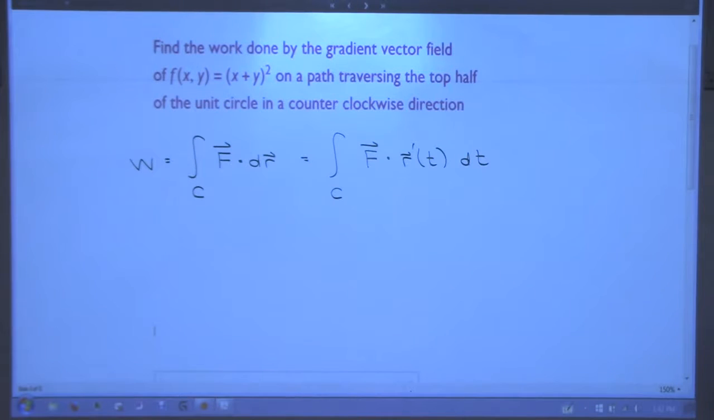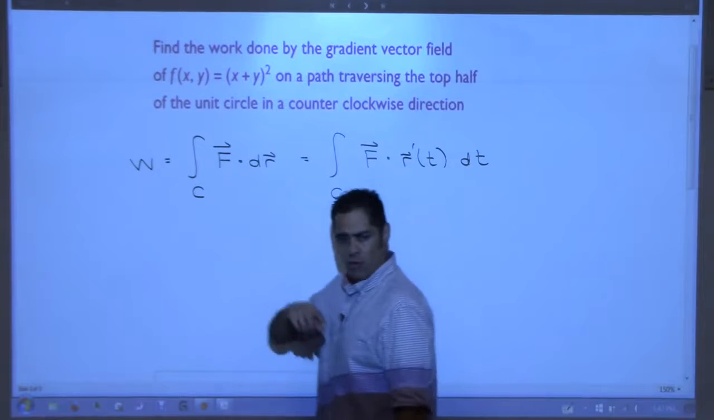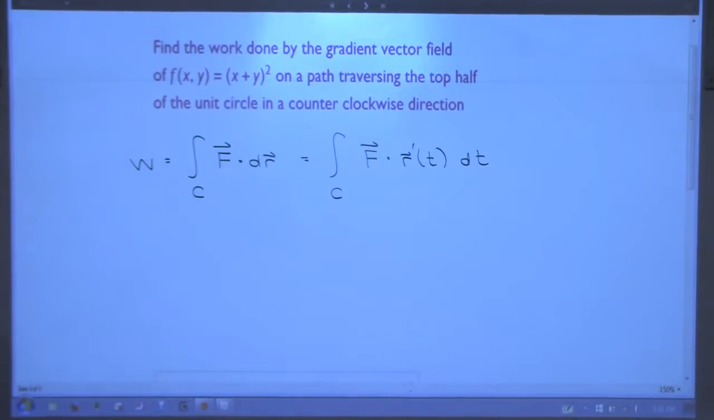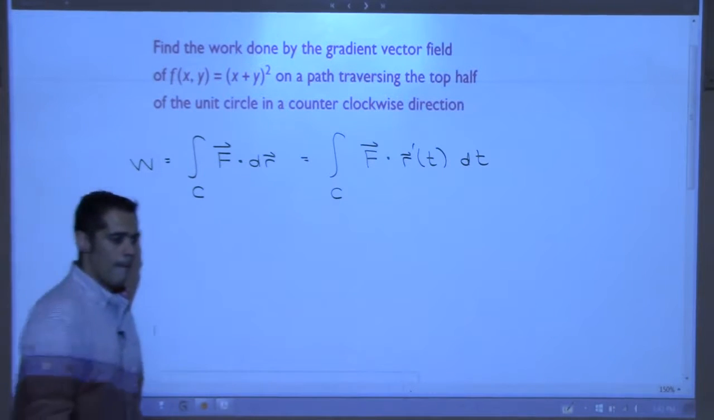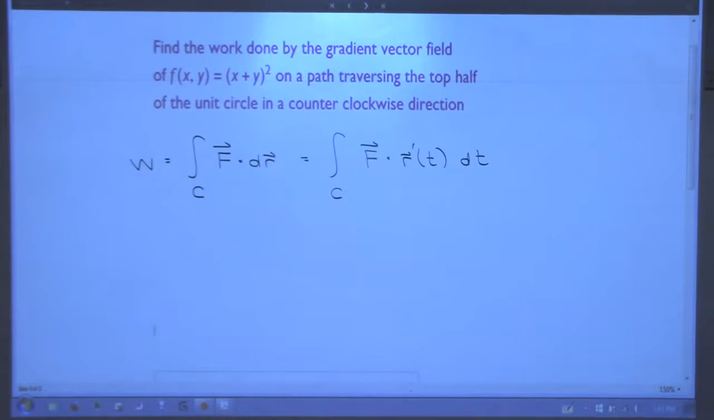So I need to know a few things. I need to know r of t, which is what draws the curve, and I need to know capital F vector, which is the field. Ideas? Any suggestions? This is a unit circle. Can you draw it out?